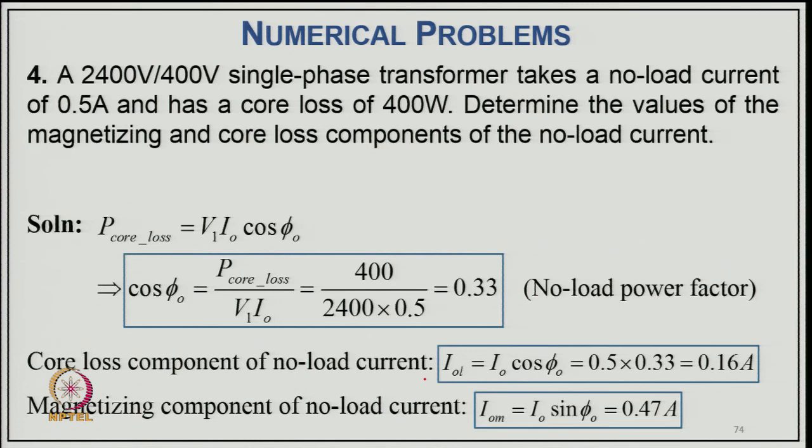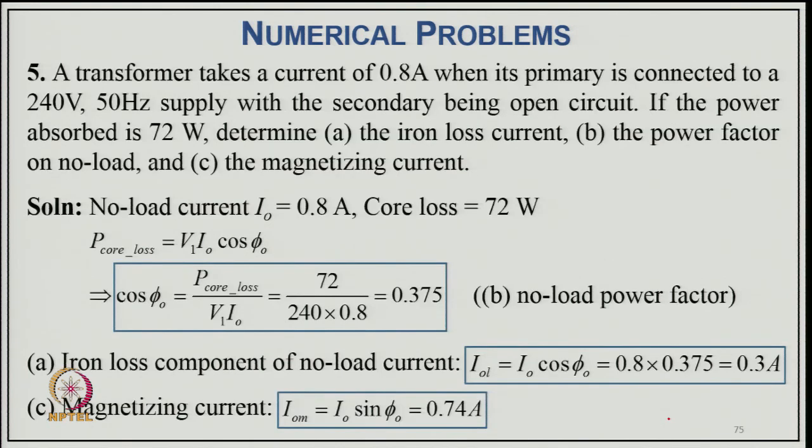and now the core loss component of no load current I0L equal to I0 cos phi 0, that is 0.5 into 0.33, that is 0.16 ampere. Magnetizing current is I0M equal to I0 sin phi 0, that is 0.47 ampere.